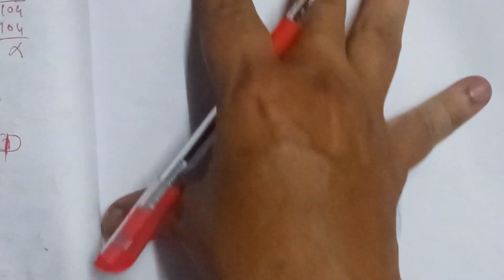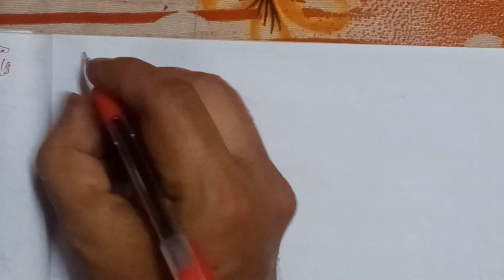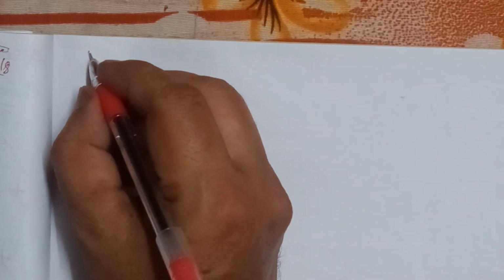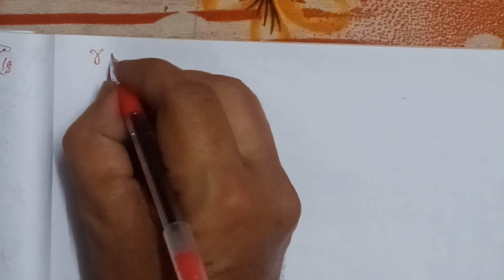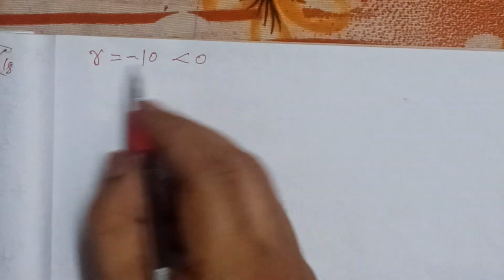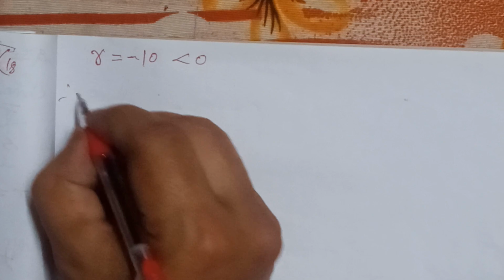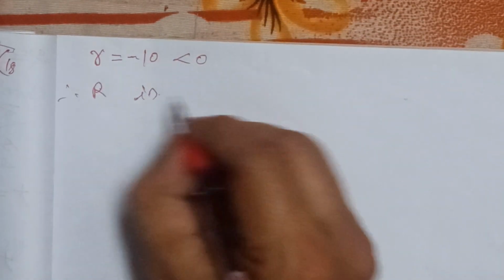But how can we say whether r is maxima or minima? For this, the sign of r will tell about the nature of function r. We have found the value of r is minus 10, which is negative, so our function is maxima. Therefore, by Lagrange's identity, r is maxima.